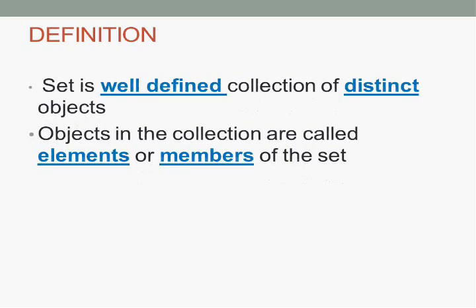A set is a well-defined collection of distinct objects. Objects in the collection are called elements or members of the set. In mathematics, an expression is well defined if it is unambiguous and the objects are independent of their representation. Or simply we can say members of the set should be well explained. Distinct in the sense it is not likely to be repeated.